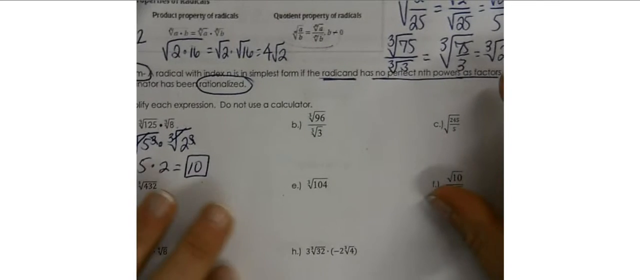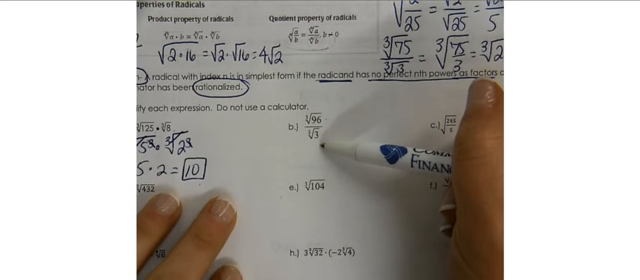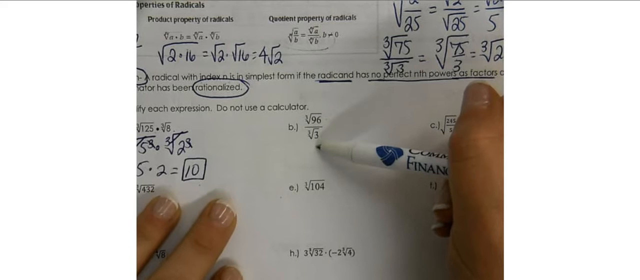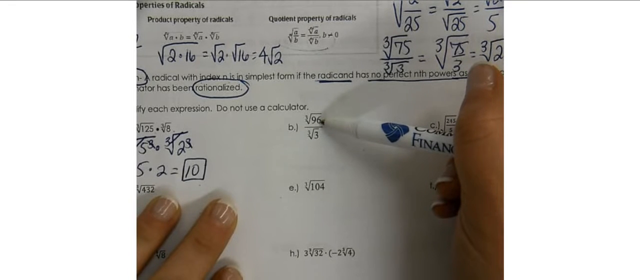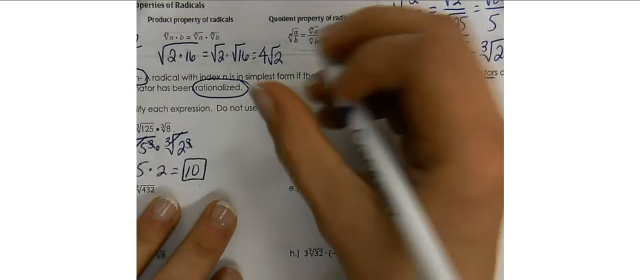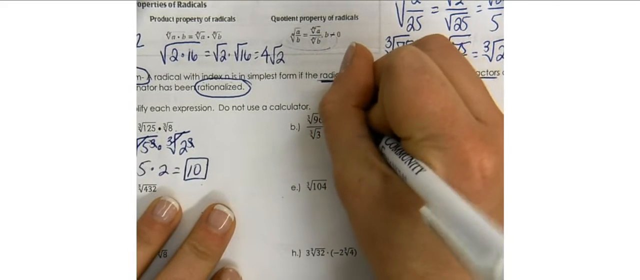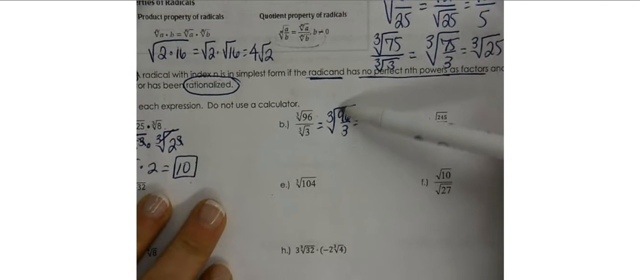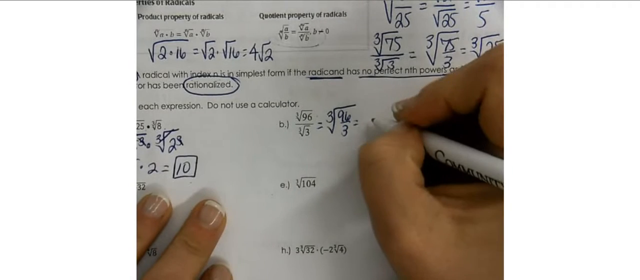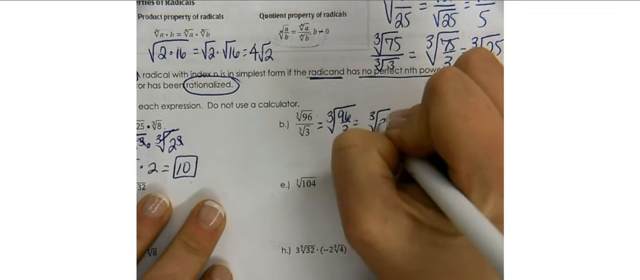Letter B, we have the cube root of 96 over the cube root of 3. So we have a cube root over a cube root, so I would encourage you to ask yourself, can 3 go into 96? Well, it actually can. So I'm going to rewrite this as the cube root of 96 divided by 3, and I'm going to simplify this fraction. 96 divided by 3, that is 32. So this is the cube root of 32.